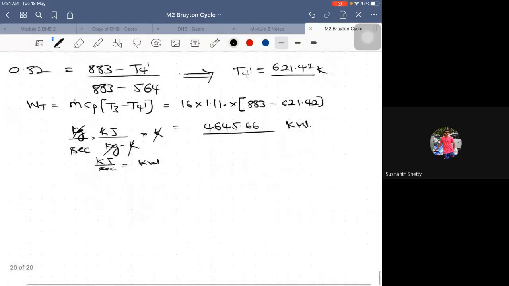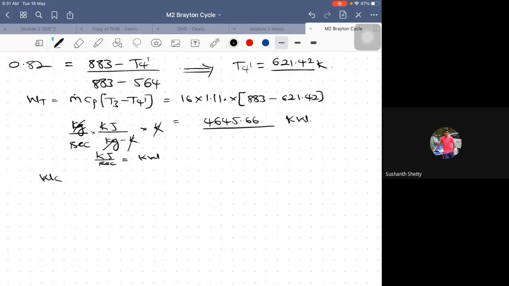Next, come to compressive work. Compressive work, how will you calculate? Compressive work is given by m dot Cp. Compressor work is from 1 to 2 and the compressor efficiency is given, initial minus final, T1 minus T2. Since compressor efficiency is given, I would take T2 dash.